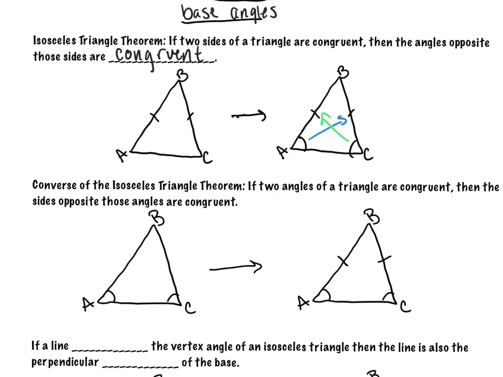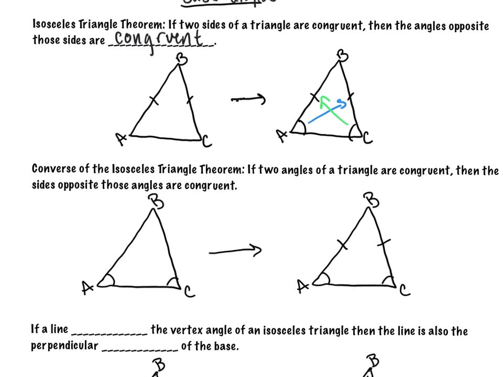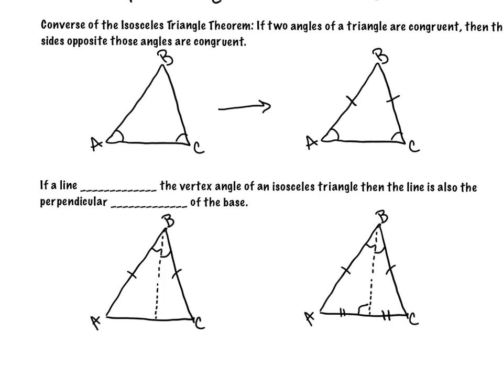It works the same way backwards. So if you're given a triangle with two angles that are congruent, you can say the sides that are opposite those angles are congruent. So it kind of works both ways with isosceles triangles. And then there is one other property that isosceles triangles have.